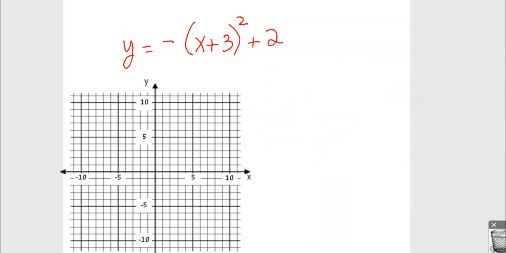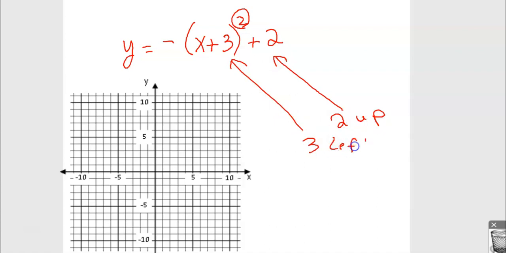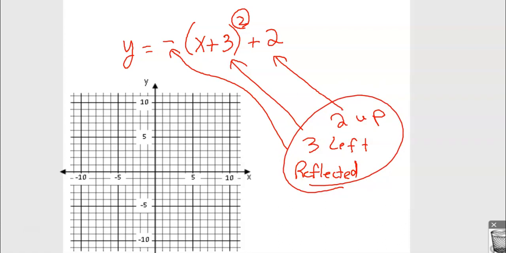All right, so here, again, we have an x squared. So this is a parabola. And notice it's 2 spaces up. It's 3 to the left. And notice that negative is going to reflect it. All right? So this is reflected. So if I ask you to describe this, these are the key words that I would be looking for. And then think of the normal parabola, the parent function. So that's just y equals x squared.